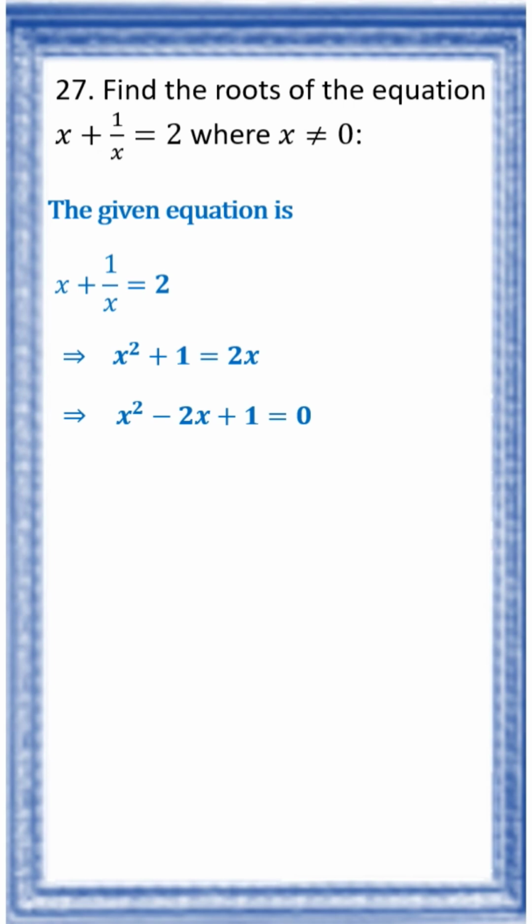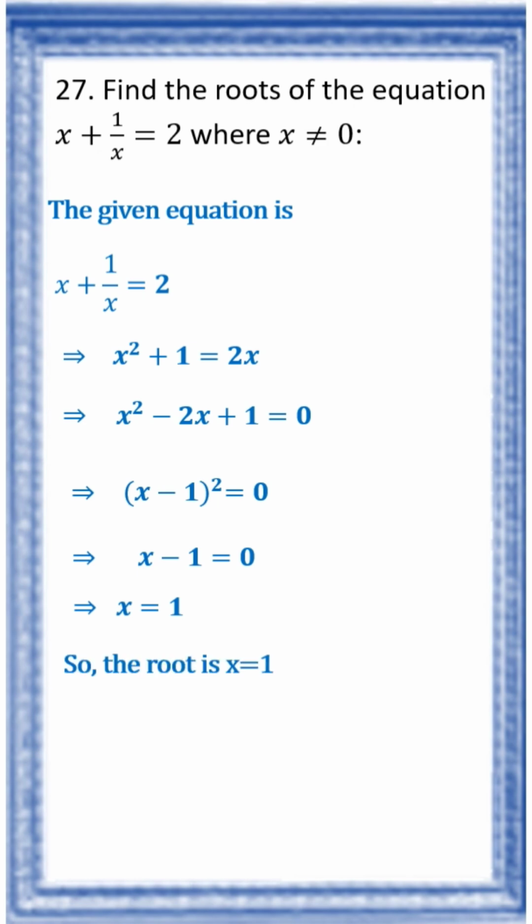Now let us factorize. It is in the form of a minus b whole square. So this is equal to x minus 1 the whole square is equal to 0. So x minus 1 is equal to 0. So x is equal to 1. So the root is x is equal to 1.